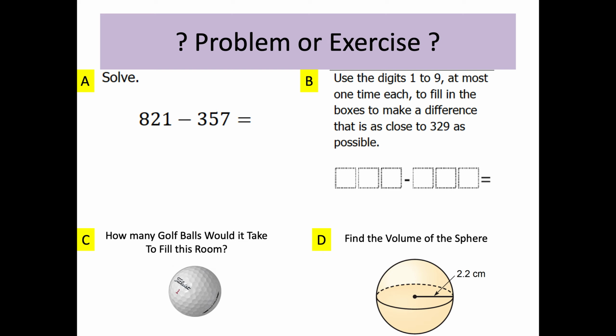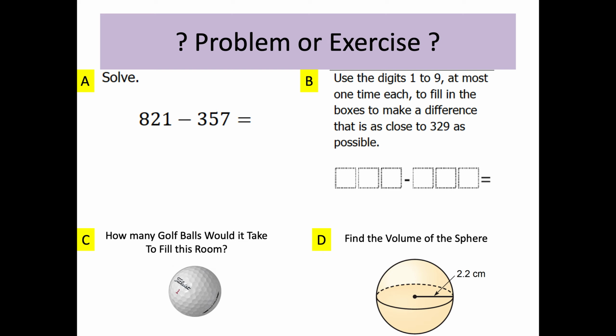However, if you look at B, this is also a subtraction problem, still 3 digits minus 3 digits, but it says use the digits 1 through 9 at most 1 time each to fill in the boxes to make a difference, an answer, that is as close to 329 as possible. Well, this is still subtraction, but this is different. Wow, I'm not quite sure how to start this. Where should I even begin?